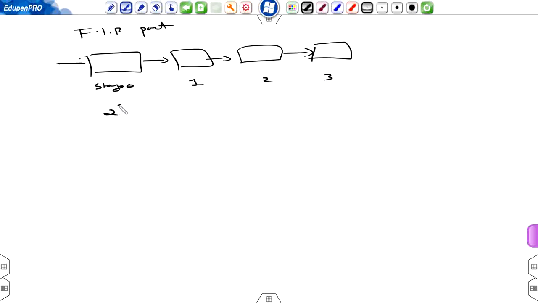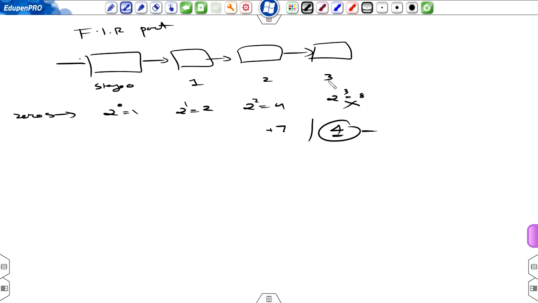It will have 2 raised to power 0 zeros, that is 1. It will have 2 raised to power 1 zeros, that is equal to 2. It will have 2 raised to power 2 zeros, that is equal to 4. So 4 plus 2 plus 1 is 7. And this should have 2 raised to power 3, that is equal to 8 zeros. No, the remaining zeros are 4. So the idea fails here, that the ith stage will have 2 raised to power i zeros. So we have to implement it using 4 zeros. That can be done, there is no problem.